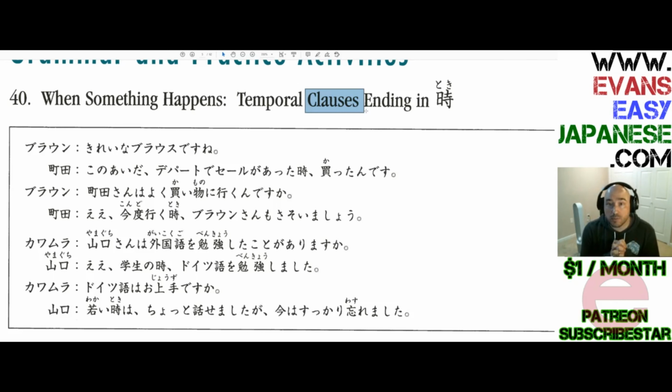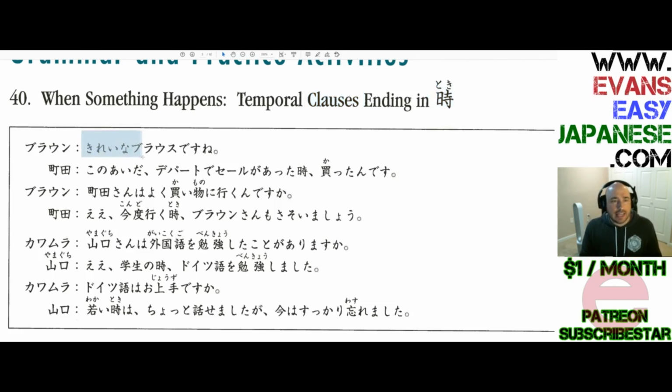What's going to be important when we talk about this is the idea of which one of these clauses in a multi-clause sentence is going to be the main clause, okay? And we'll get into that in the future. We'll talk about that when we get there. But let me just teach this toki pattern first, okay?